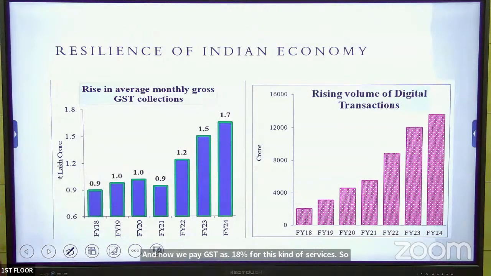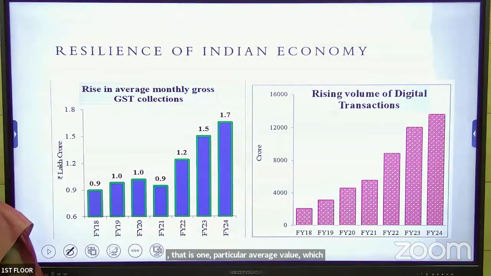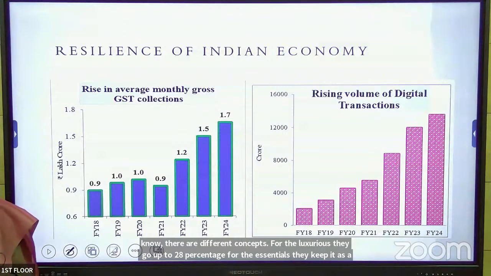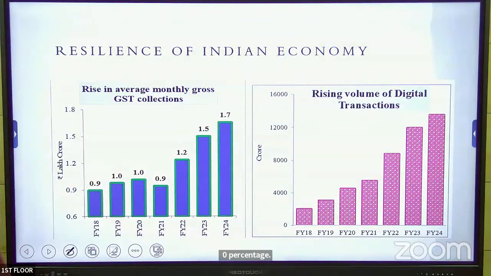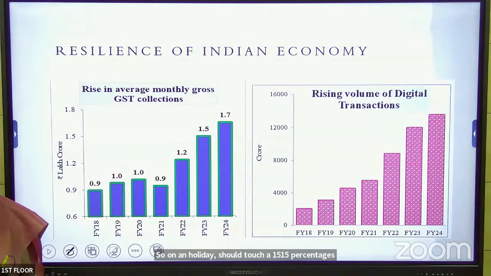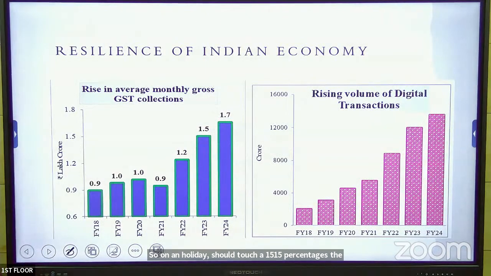So there is one particular average value which they try to achieve. You know, there are different concepts. For the luxuries, they go up to 28%. For the essentials, they keep it at 0%. So on an average, it should touch 15. 15% is the average which they want to achieve in terms of the indirect taxes. Aiming towards that, they are doing these collections.